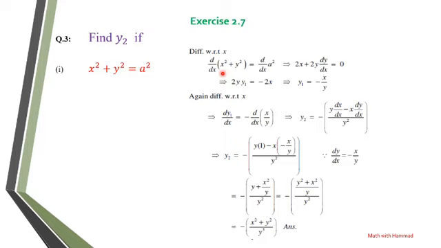Differentiate with respect to x, we will get d by dx of x square plus y square is equal to d by dx of a square. Here apply power rule. X square derivative means that 2x and 2y, but dy by dx, derivative of y with respect to x. 2x plus 2y dy by dx is equal to 0, where 2x goes to the right hand side it will become minus 2x, and value of y1 is minus 2x over 2y. 2 and 2 cancel out, we will get y1 is equal to minus x over y.